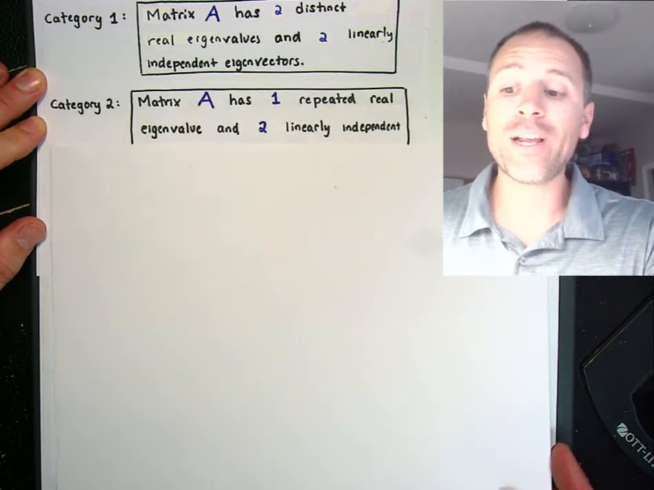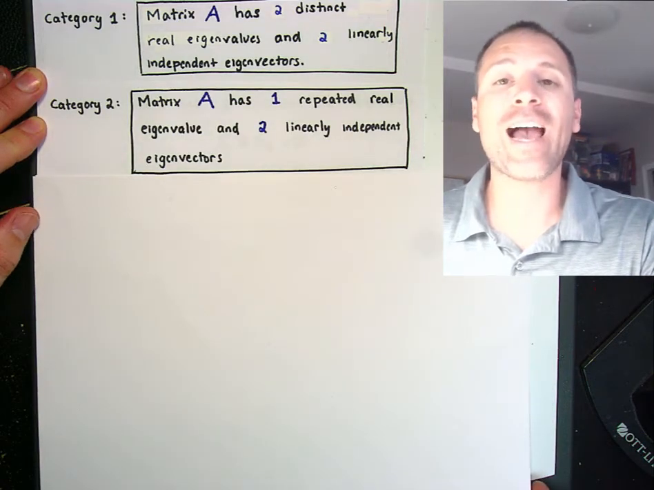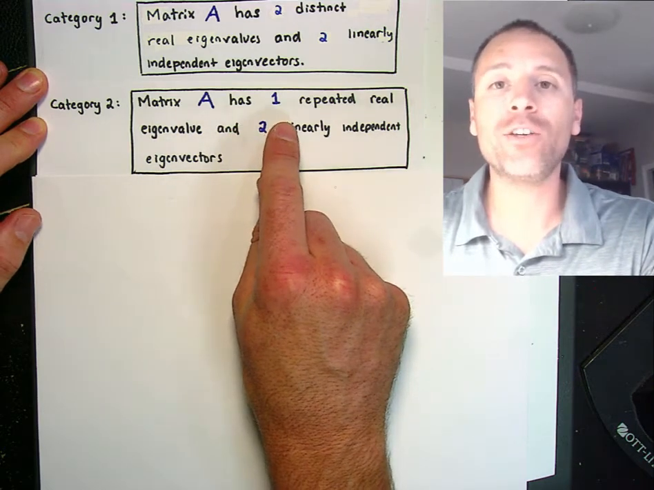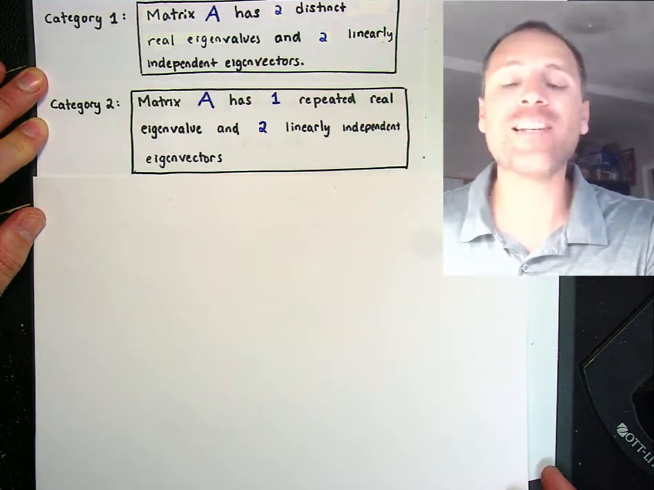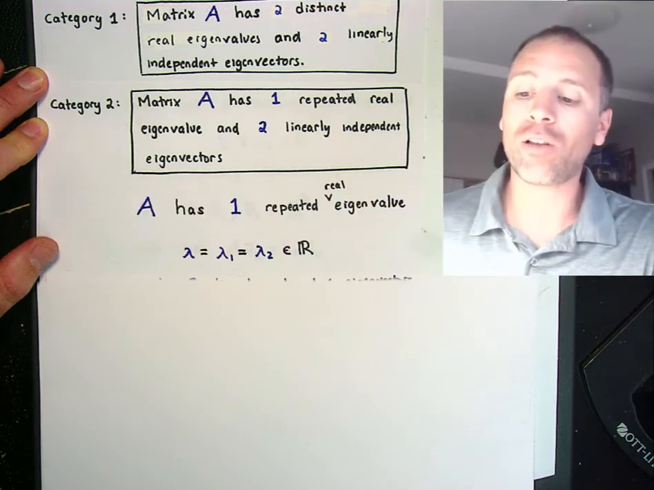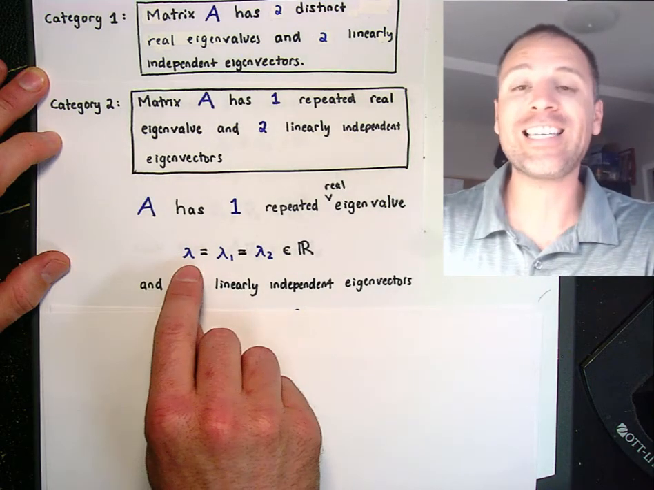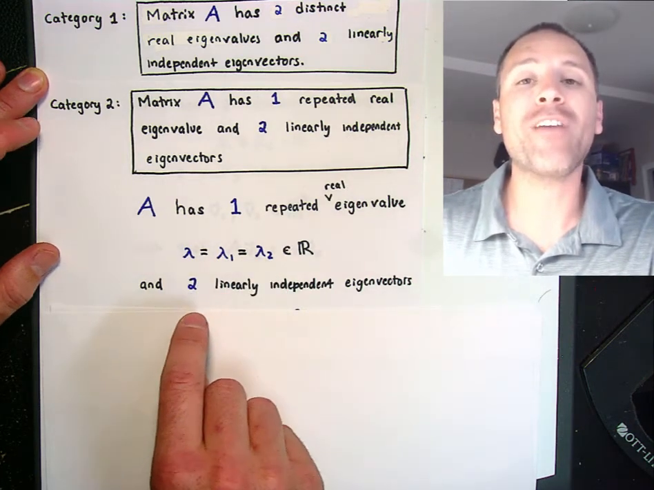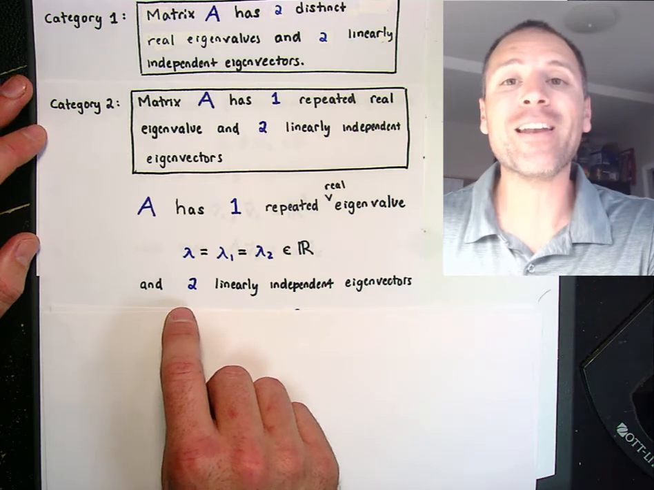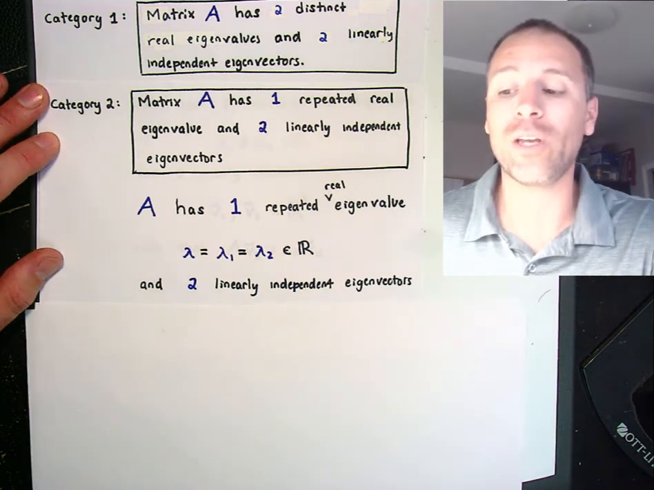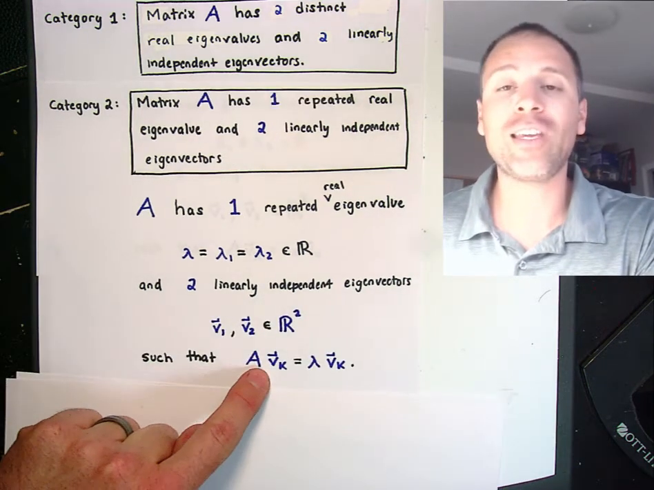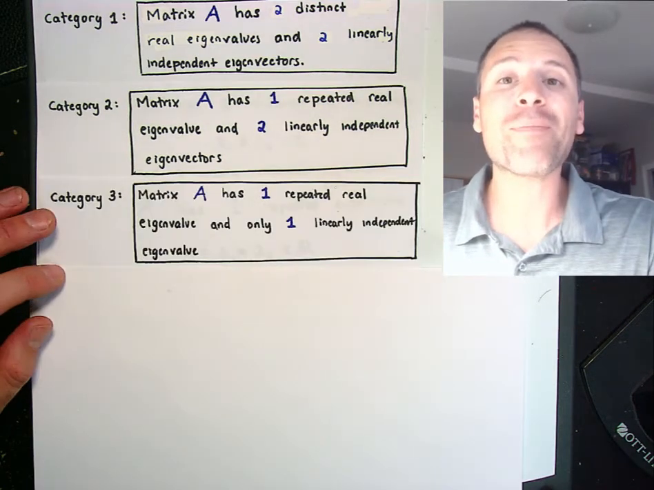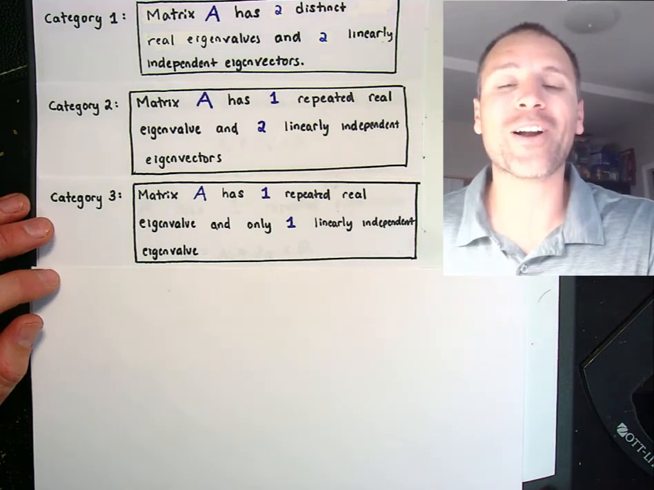The second category of eigen-information that might show up is if we have a real matrix A that has 1 repeated eigenvalue, but 2 linearly independent eigenvectors. That would look like A producing a single eigenvalue that is repeated twice, but when we find the eigenvectors, there are actually 2 linearly independent vectors that satisfy our eigenvalue information, with A v_k equal lambda times v_k for both 1 and 2.